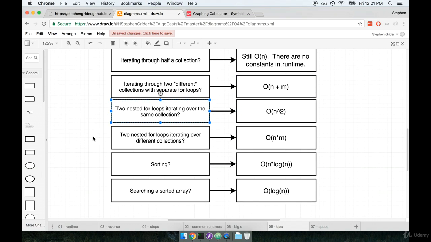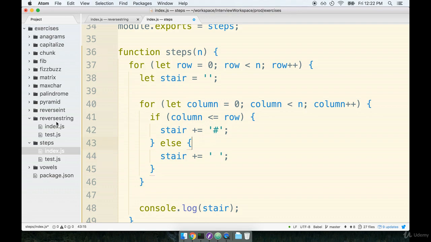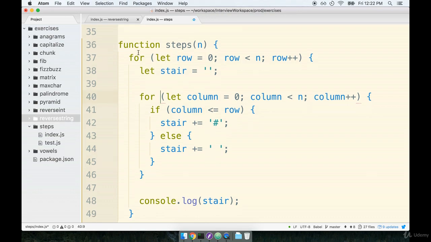Now the next one is very closely related. If you ever see nested for loops, a nested for loop is a big red flag. If you ever see nested for loops iterating over the same collection, so the same collection of records, very likely you have quadratic runtime or n-squared complexity. And a great example of this was the stair algorithm and the steps algorithm right here. Here's the steps algorithm. So we had one for loop right here and a second one nested inside of it.